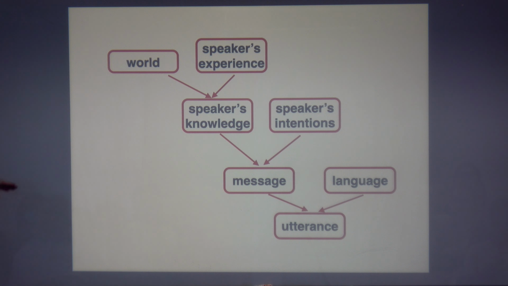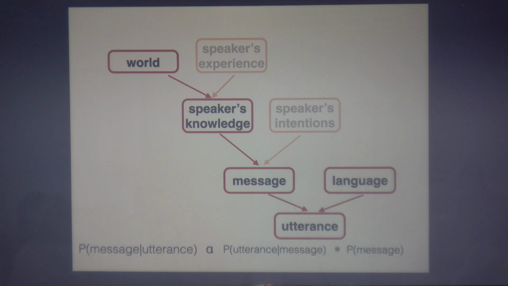But we've just been looking at sentences on a screen. There's no actual speaker here or any particular one, so we have no specific beliefs about their intentions. We have no specific knowledge about their experience. So all else equal, what this ends up meaning is basically things that are more likely to be true of the world are also more likely to be things the speaker knows and wants to tell us. We can get quite far with just that.